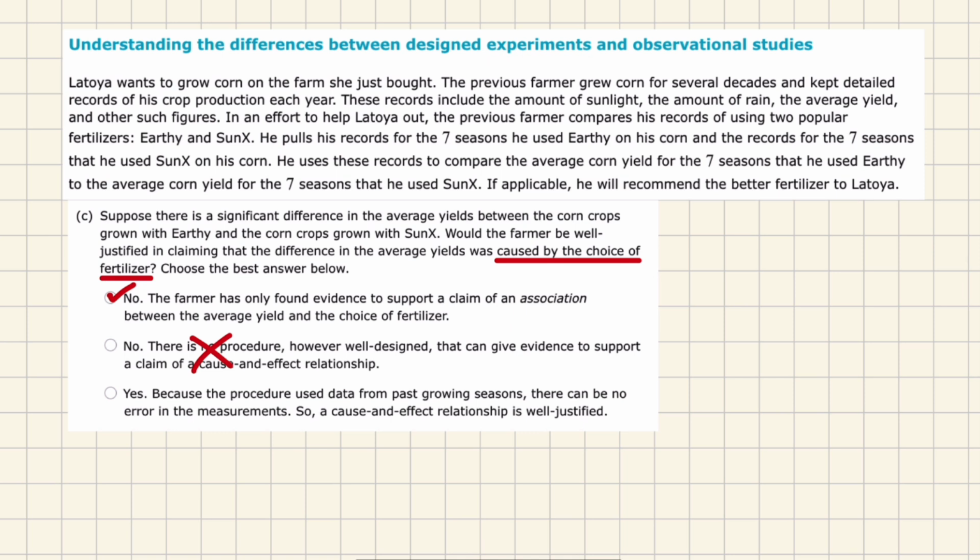And the last option says yes and gives some justification, but we've already said no. The difference in the average yield was not necessarily caused by the choice of fertilizer. So the first option here is the correct one.